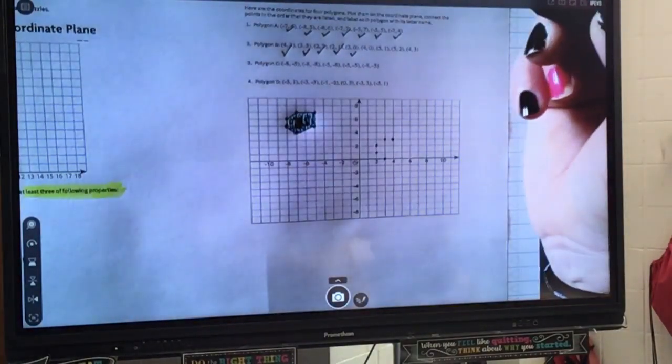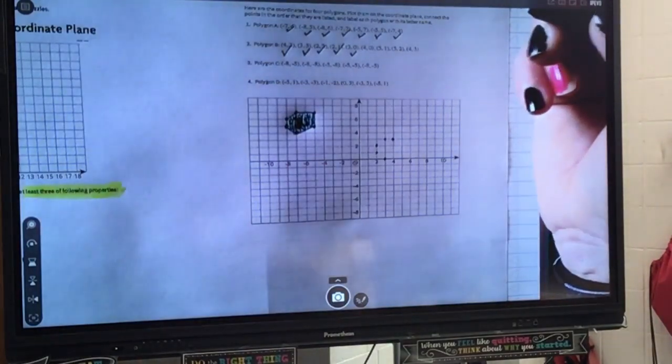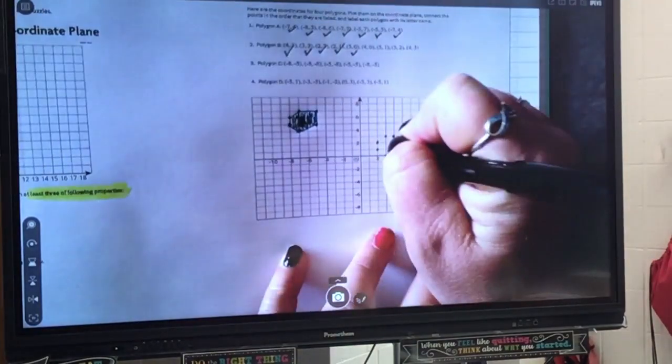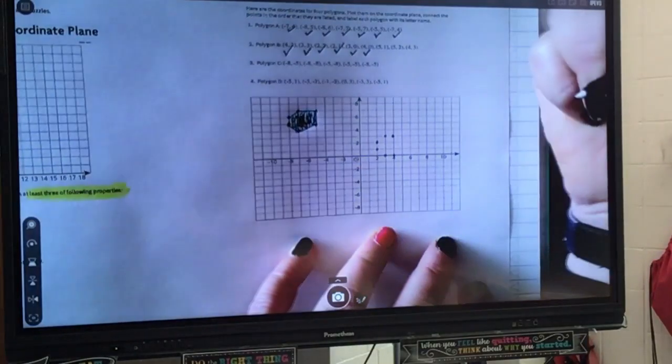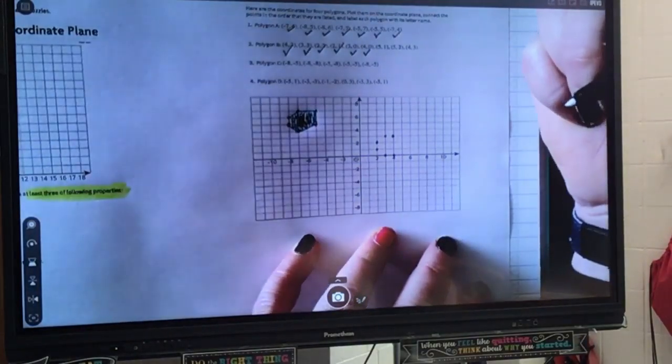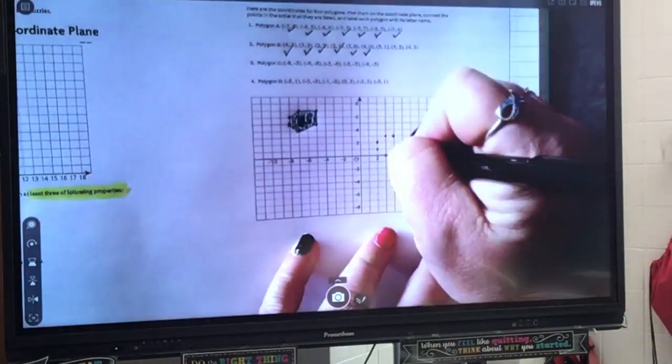All right, the next one is 4, 0. Kyra, how do I get to 4, 0? Go to the right 4 times. Okay, do I go up at all? No. Perfect. All right, how do I get to 5, 1? Elisa. Go to the right 5 times. Perfect.